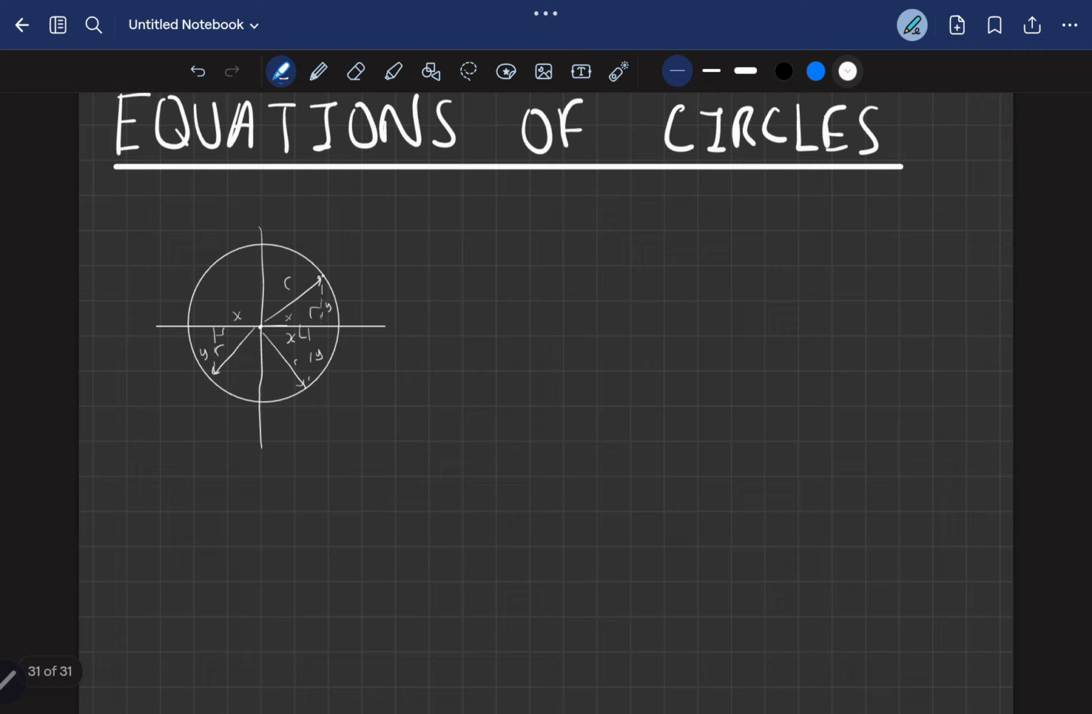This means that we could just apply Pythagoras' theorem: x squared plus y squared is equal to the hypotenuse squared, which is r squared. And since r squared is just constant, this is our line equation. Well, not really a line, this is our circle equation. And this is the general form of a circle where the center is 0, 0.